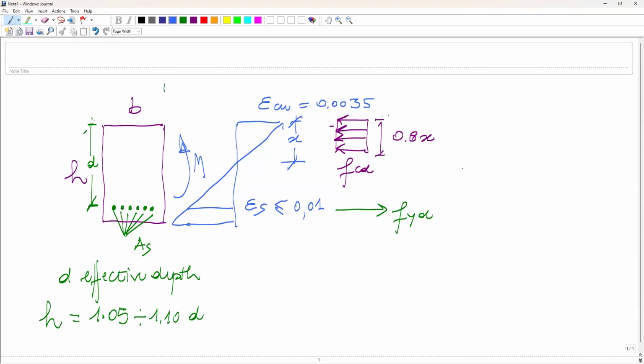But so if we set epsilon cu equal to 0.0035 and epsilon s equal to 0.01, this and this, how much is x in that situation? Can you calculate it?